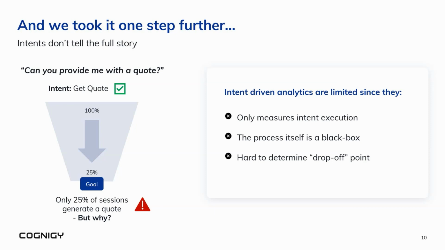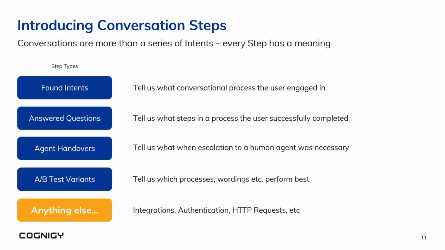So we're introducing a novel concept which we call conversation steps, because conversations are much more than just a series of intents. Steps can really be anything. A found intent can be a step. An answered question can be a step. A handover to an agent can be a step. Different A/B test variants, which tell us which processes, words, etc. perform best, can be a step. Or really, and that is super important, anything else.